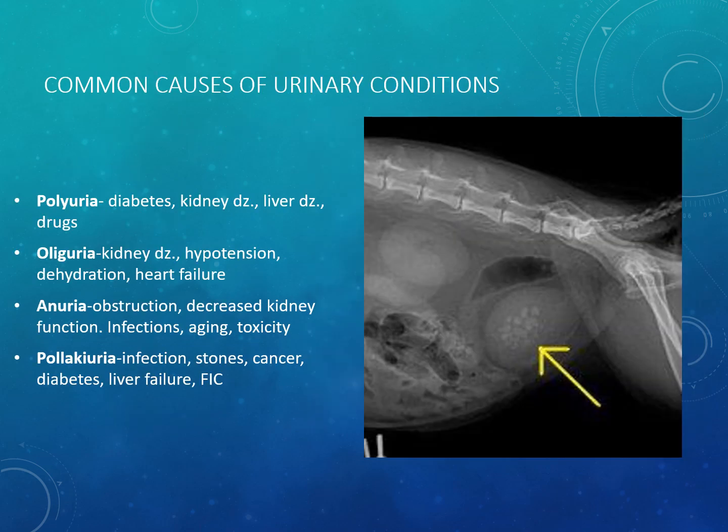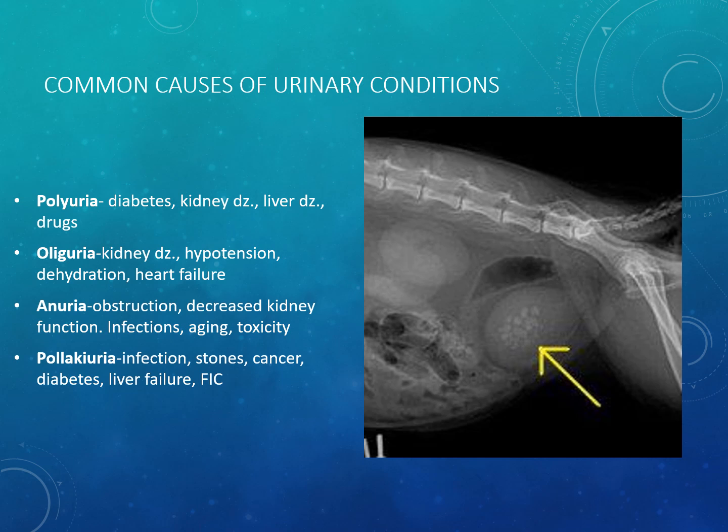So what are some common causes of these conditions? So for polyuria or increased urination, diabetes is a common cause of increased urination. Certain types of kidney disease where the water is not being reabsorbed in the tubules, therefore we have more fluid coming out. Liver disease can cause frequent urination, and also certain types of drugs like steroids and diuretics.